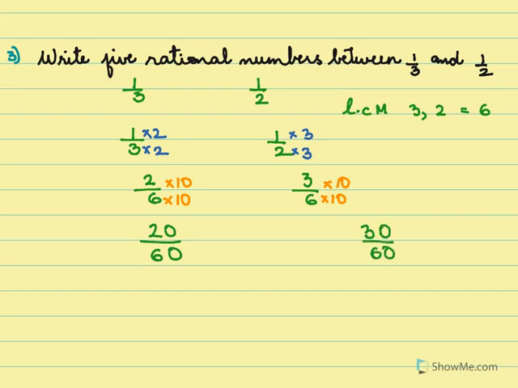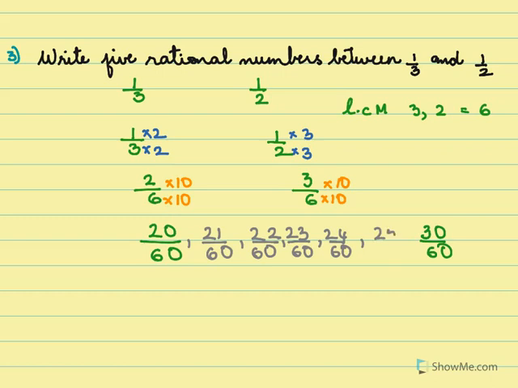Now it is easy for me to insert the numbers. I will put, say, 21 over 60, there will be one number, 22 over 60, 23 over 60, 24 over 60, and I could put here 25 over 60. I got 5 numbers. All these numbers will lie between 1 by 3 and 1 by 2.